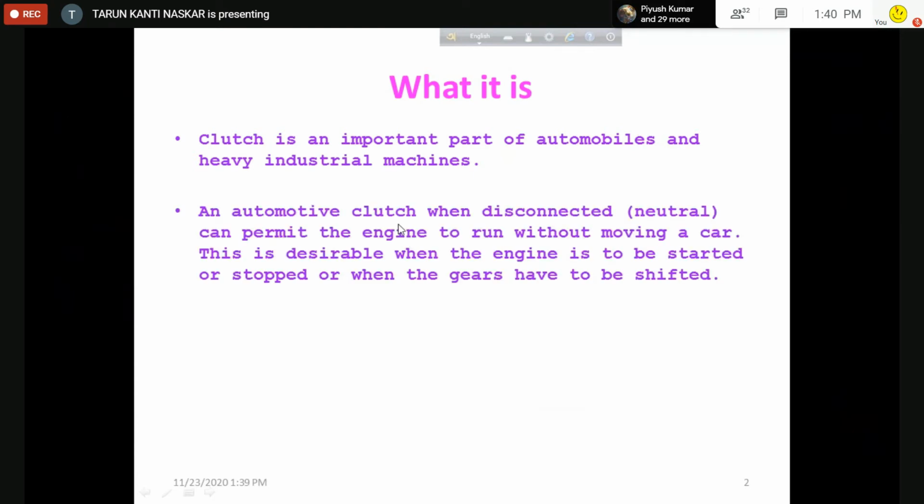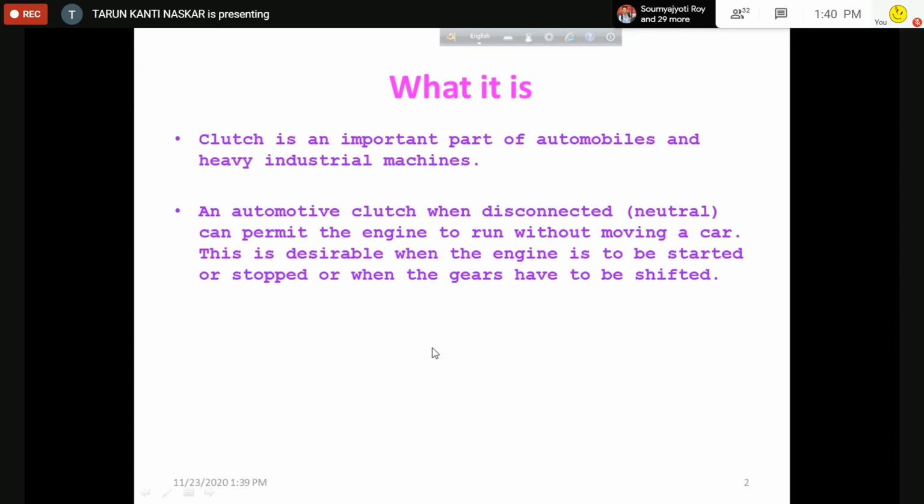Now, what is the function of a clutch? When it is disconnected, that means when it is in neutral position, what will happen? The engine is running, but the car is not moving. You know this phenomenon. So the engine is running, but the car is not moving. This is desirable when the engine is to be started. At the start, the inertia is very high, so you have to keep it at neutral position. Or when it is stopped, or when the gears have to be shifted, it should be in the neutral position.